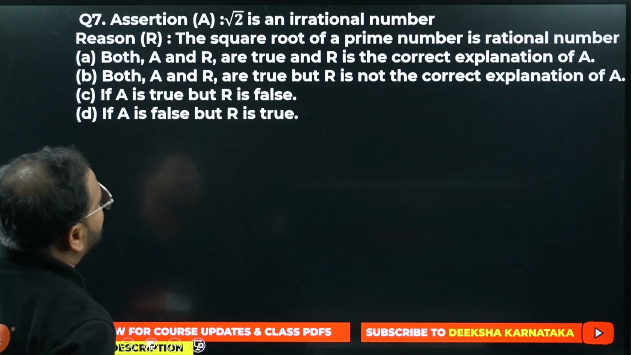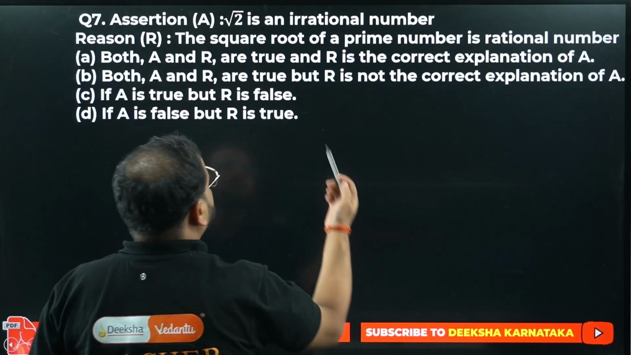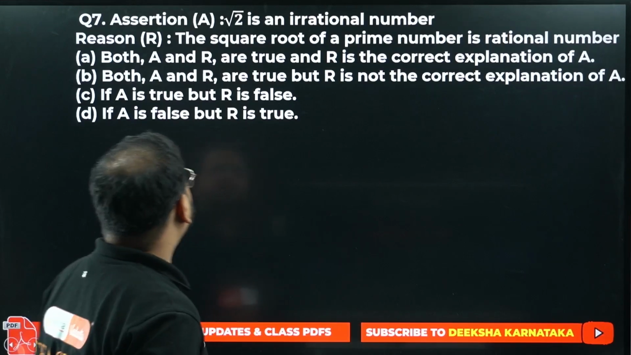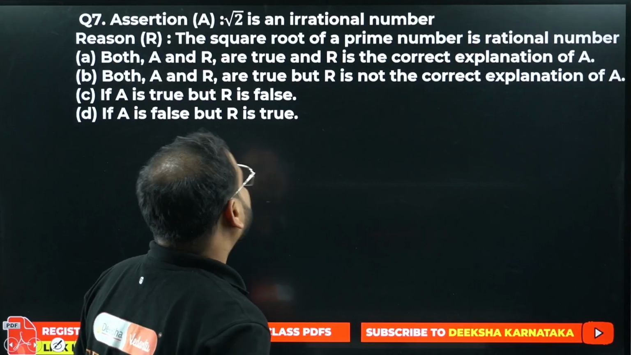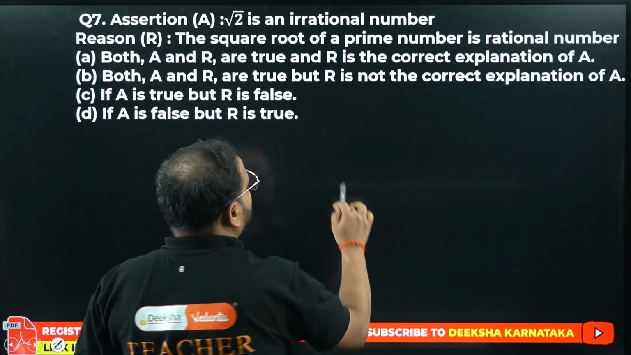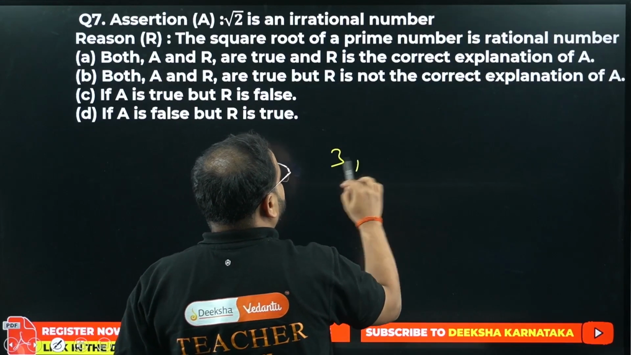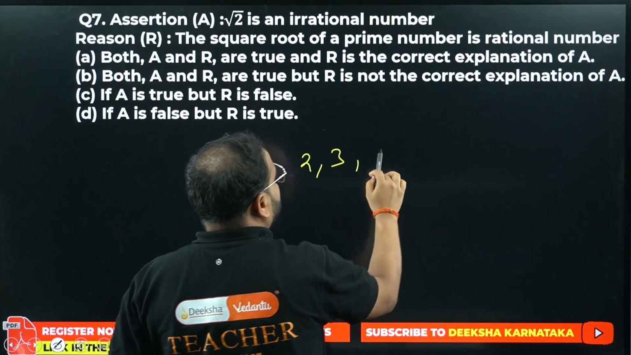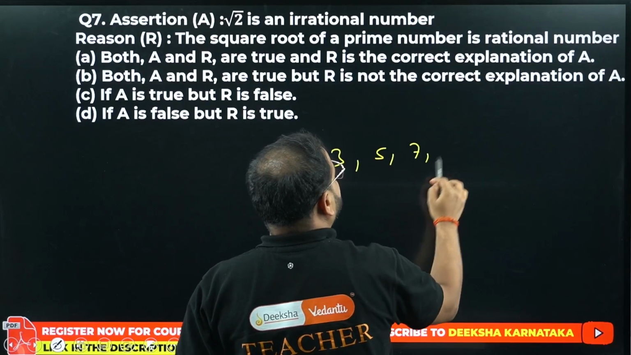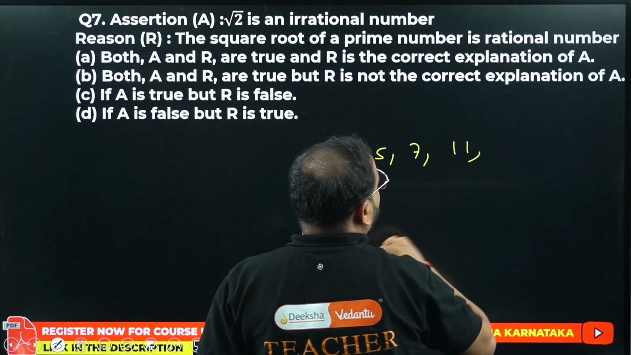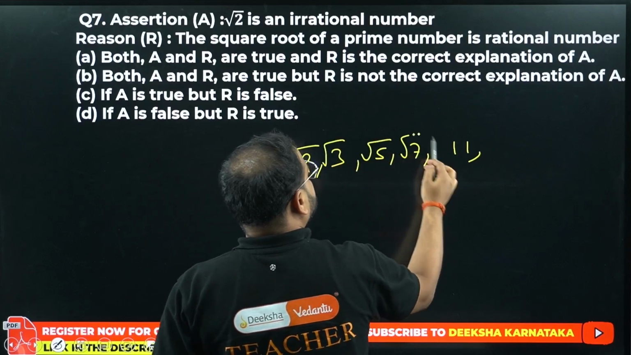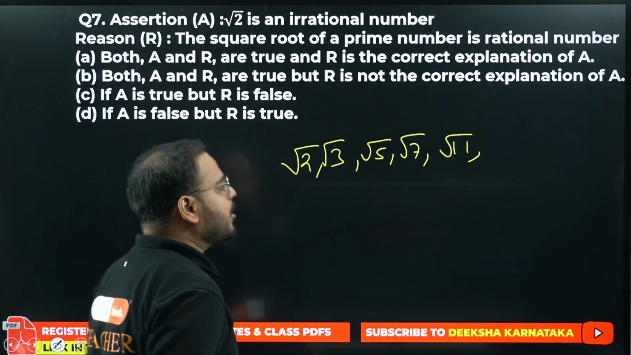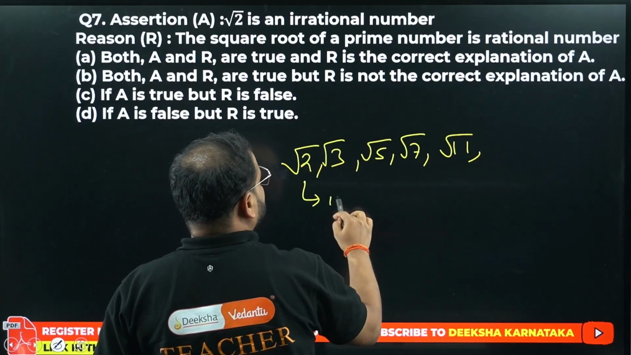Assertion: root 2 is an irrational number. Correct. Assertion is correct. Next one: the square root of a prime number is a rational number. No, right? A prime number, if you see, 3, 2, 5, 7, 11. Can you find the square root of these numbers? You can't. These are all irrational numbers, bacha.